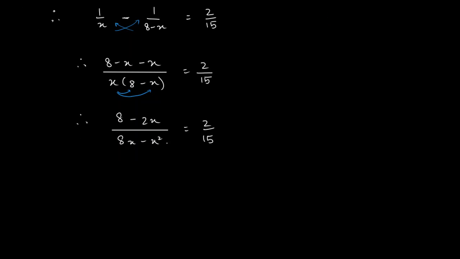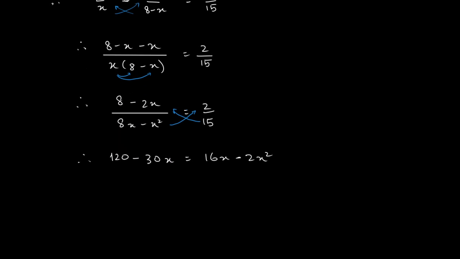For that we'll have to cross multiply them, so the denominator on the left hand side will get multiplied with the numerator on the right, and the denominator on the right gets multiplied with the numerator on the left. So 15 into 8 we know is 120, minus 15 into 2 is 30x, is equal to 2 into 8 is 16x, and 2 into minus 1 is minus 2x squared. So this is the equation we are ending up with.